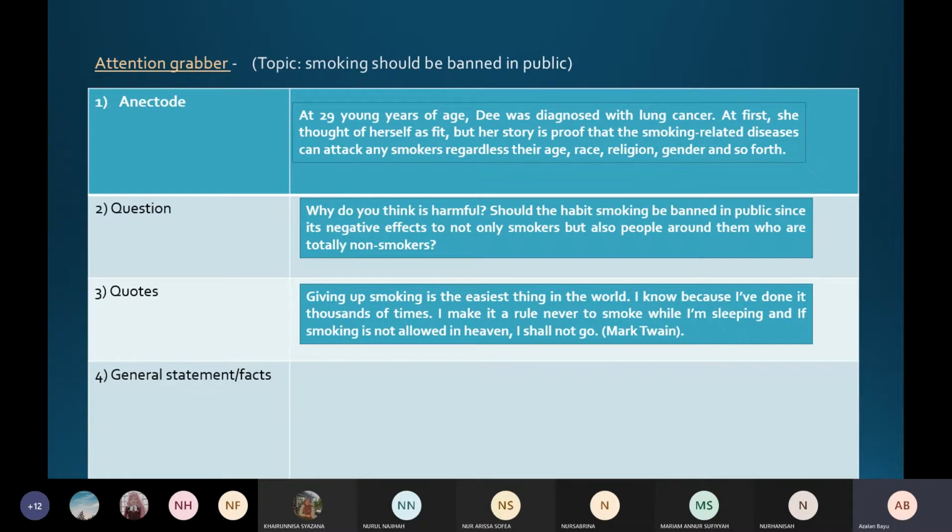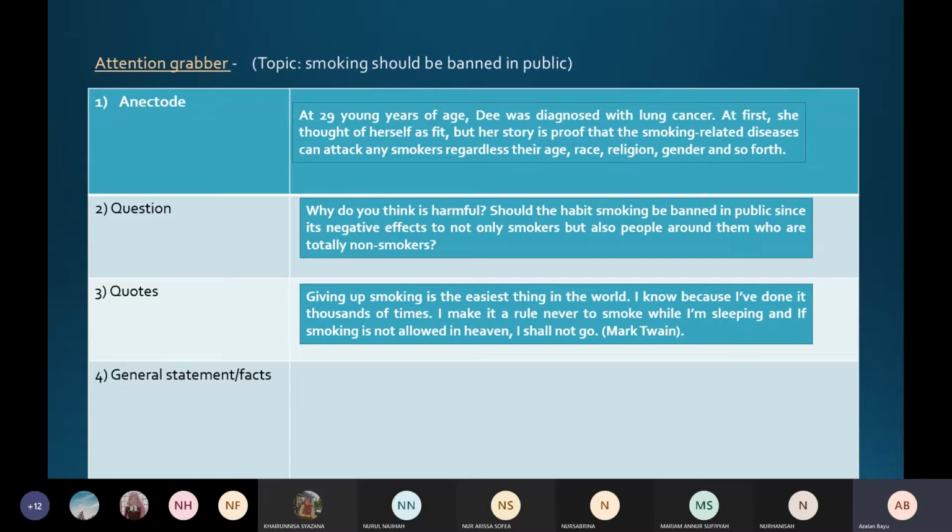So dia orang yang famous lah. Dia bagi quote about smoking. So ada banyak quote tentang smoking. You can choose one. And then don't forget to give credit to the person who said that word, which is in this case Mark Twain.